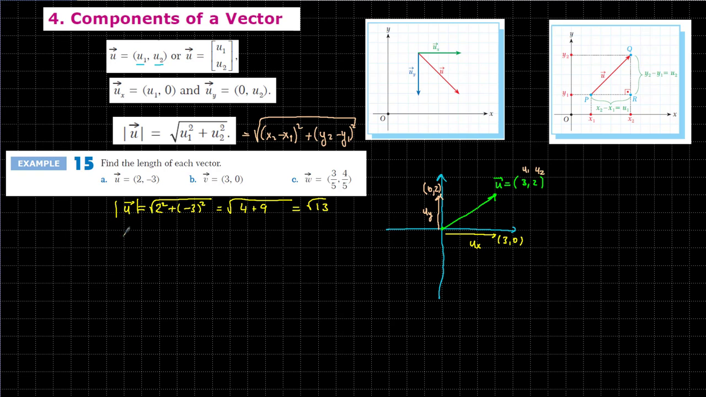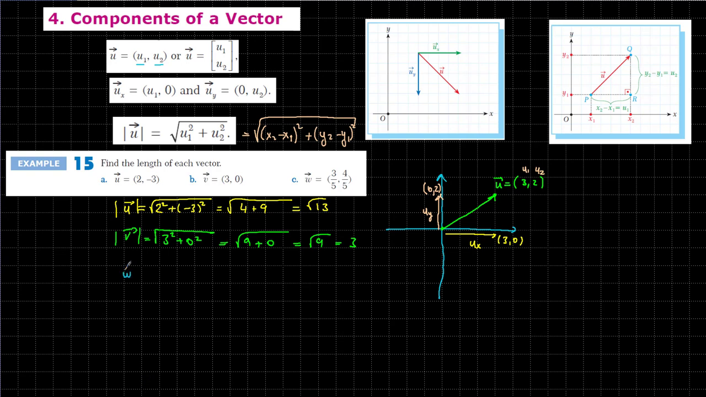Second one, it's going to be v vector. The distance of v vector is equal to, here also it looks like position vector. Here the length is at the same time the distance also. It's going to be equal to 3 square plus 0 square, which is equal to square root of 9 plus 0, which is equal to square root of 9. That's equal to 3. So the distance is equal to 3 units for this one. And the last one, w.